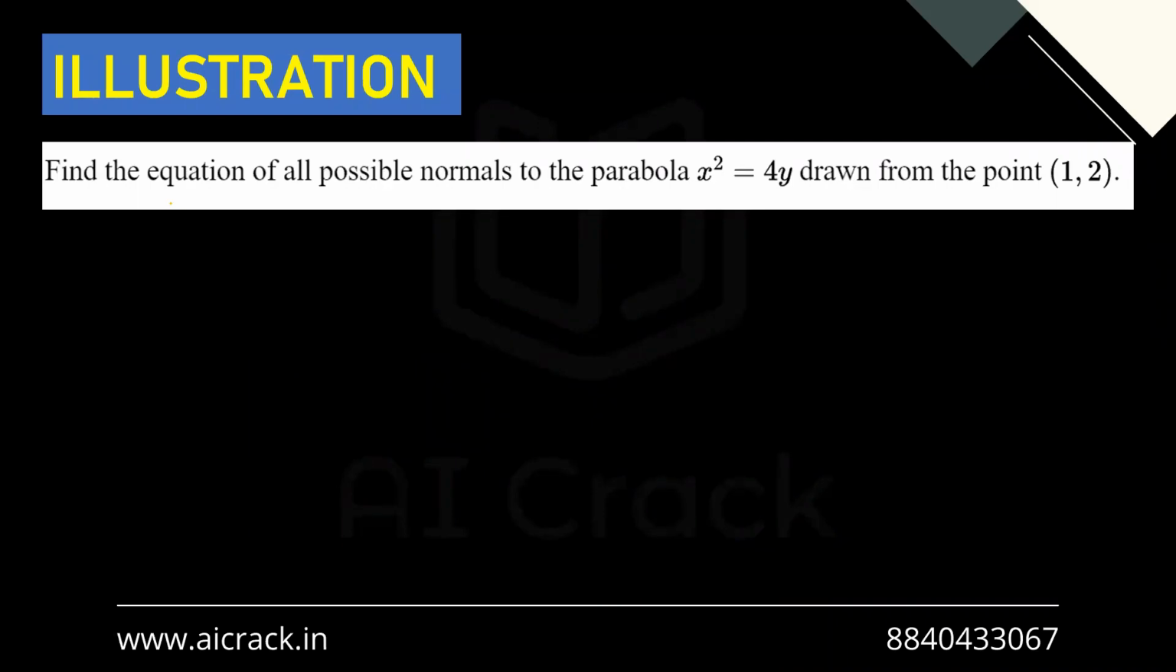Now let's see one more example. Find the equation of all possible normals to the parabola x square equals to 4y drawn from the point 1, 2. Now again we have the point 1, 2 over here. This is one interesting question. I'll tell you why. We have a parabola like this, and from the point 1, 2 we have to find out normals on this parabola.